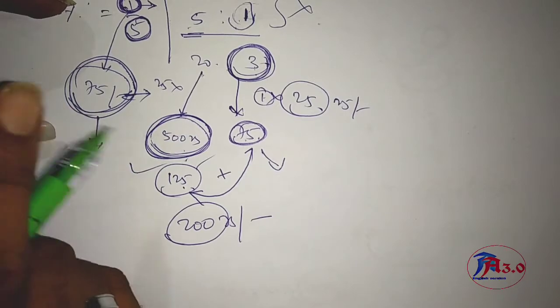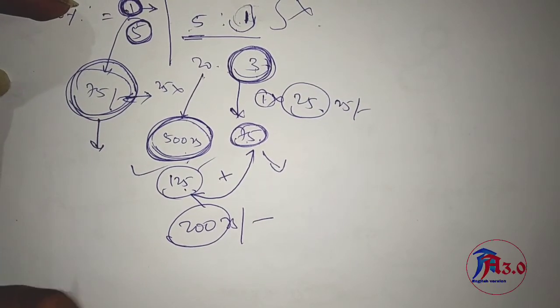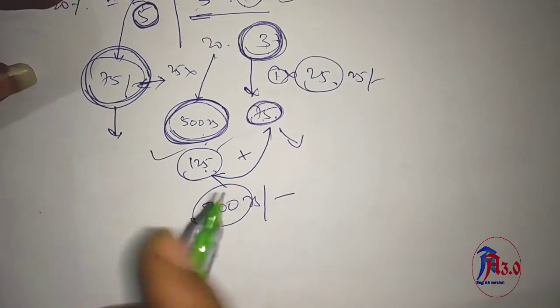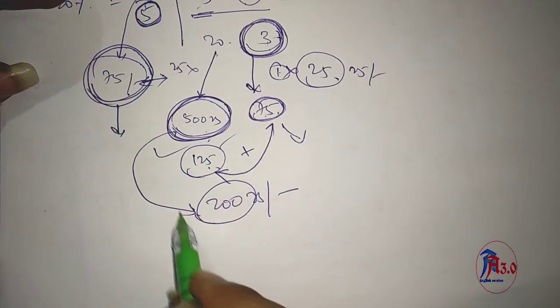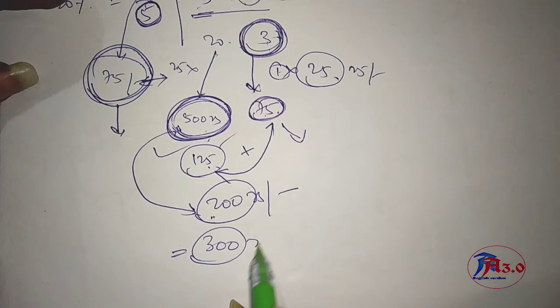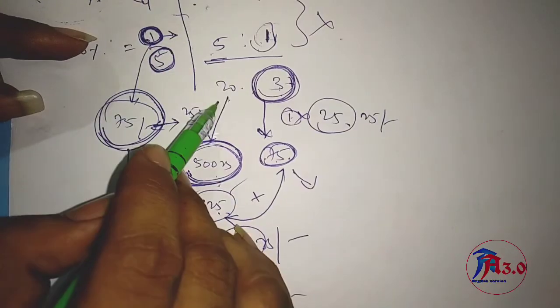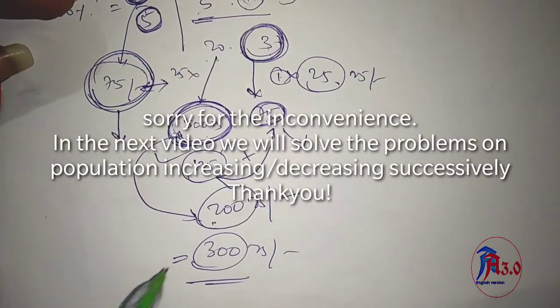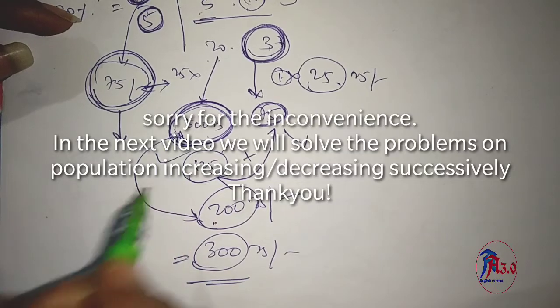If he asks about savings, it is 500 minus expenditure, total income minus expenditure is savings, 300 rupees. By ratio we can solve each and everything asked in the question.